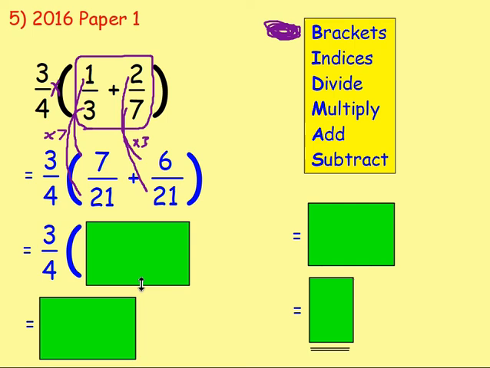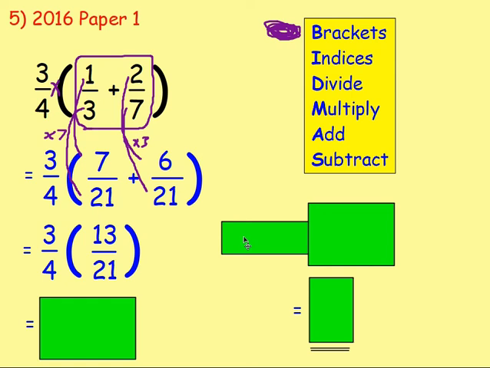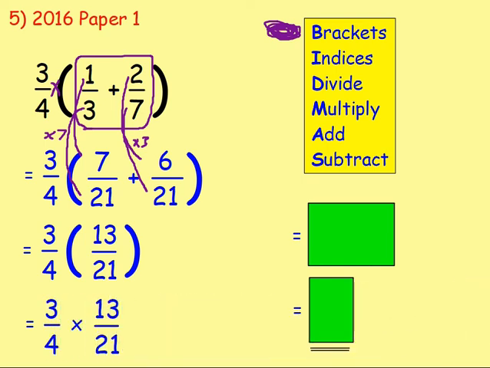Because the denominator for them both is 21, it will stay as 21, and we just do 7 add 6. And 7 add 6 is? Brilliant, that's just 13. So we've got 3/4 bracket 13 over 21. Once again, whenever you've got something just outside the brackets, what does it mean you're doing with what's inside the brackets? Multiply! Good, so you're doing the 3/4 times by 13 over 21.